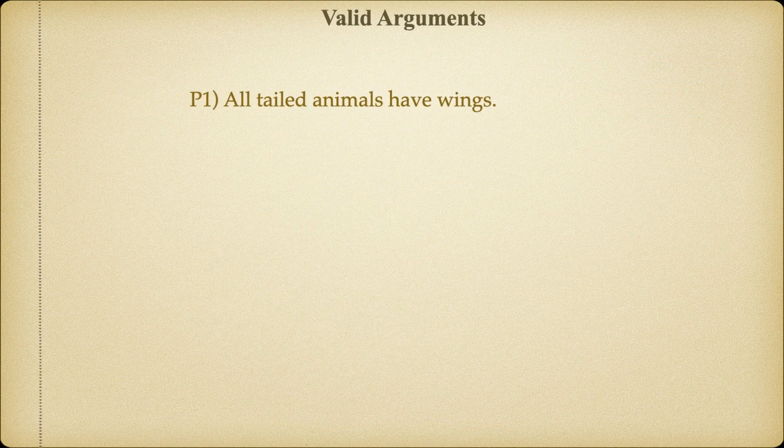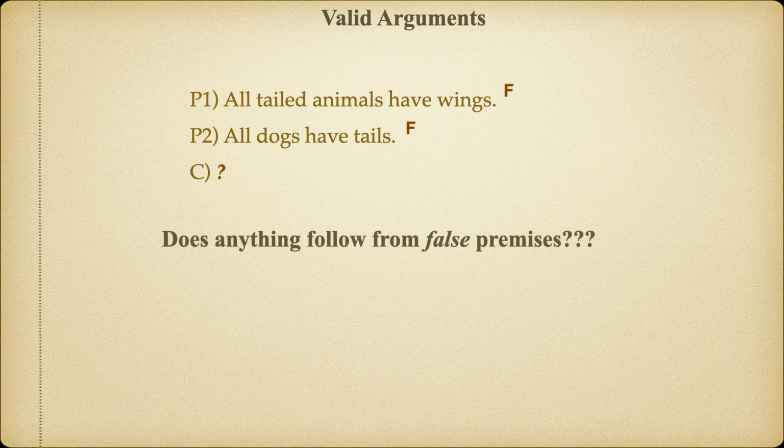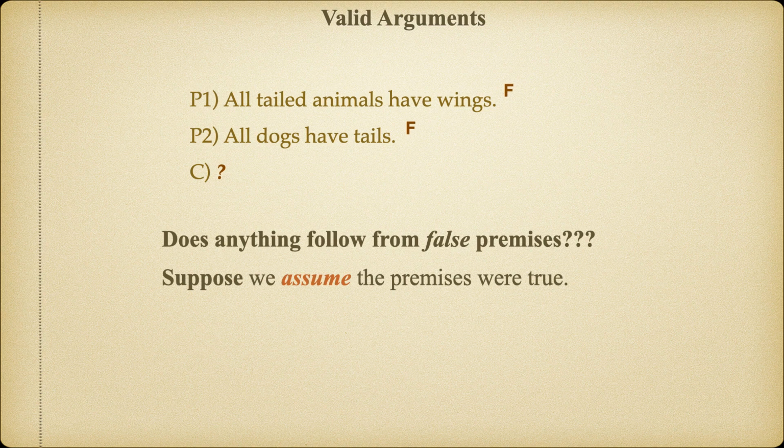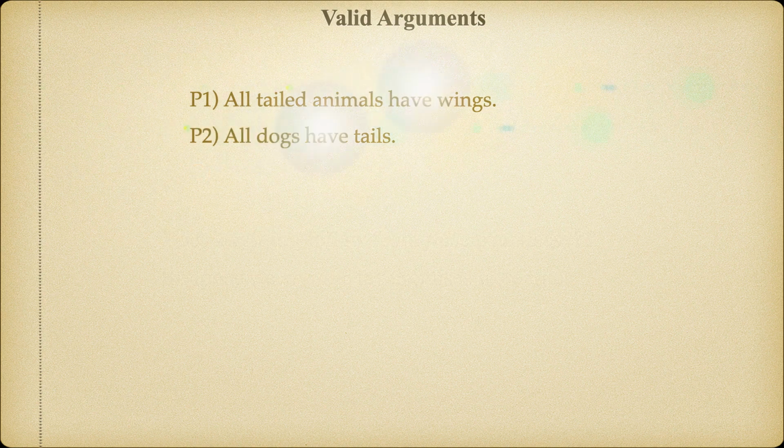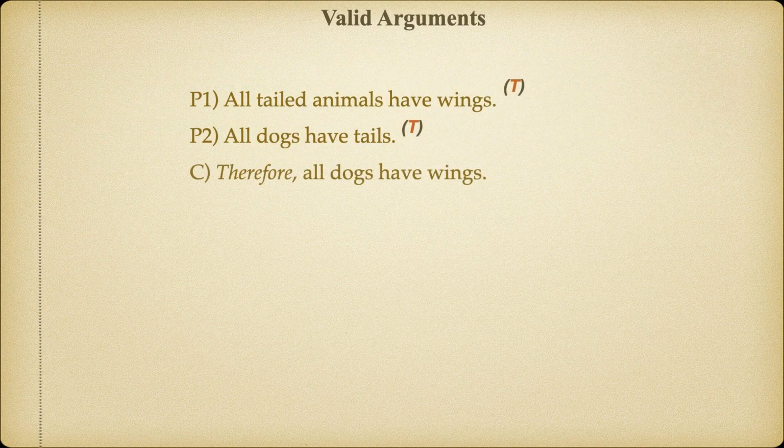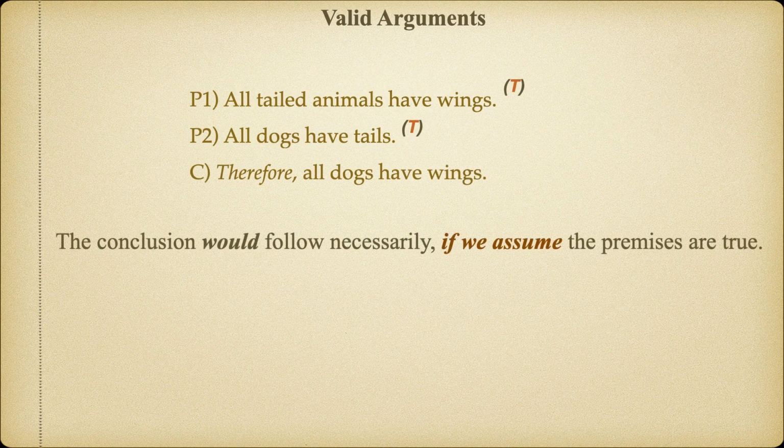But what about this case? Both of our premises are, as a matter of fact, false. Can we conclude anything from false premises? To find out, let's do a thought experiment. Just for grins and giggles, let's suppose that the premises were in fact true. Wouldn't it be the case, if the premises were true, that we could conclude that all dogs have wings? And wouldn't we have to draw that conclusion?